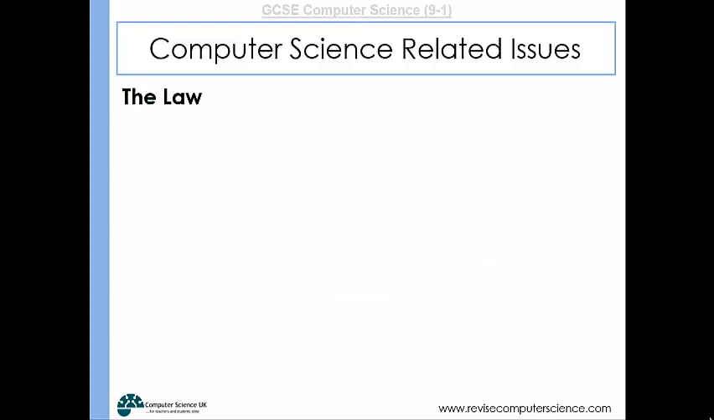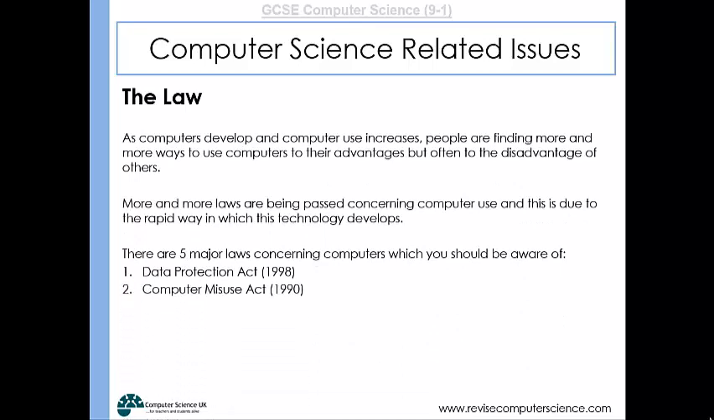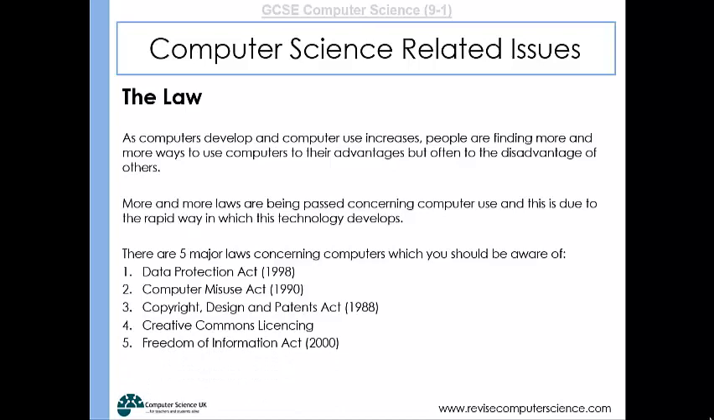For your GCSE, you will also need to know about certain legislation that relates to computer science and technology. So let's take a look at those laws. The five major laws that concern computers that you need to be aware of are the Data Protection Act, the Computer Misuse Act, the Copyright, Designs and Patents Act, Creative Commons Licensing, and the Freedom of Information Act.